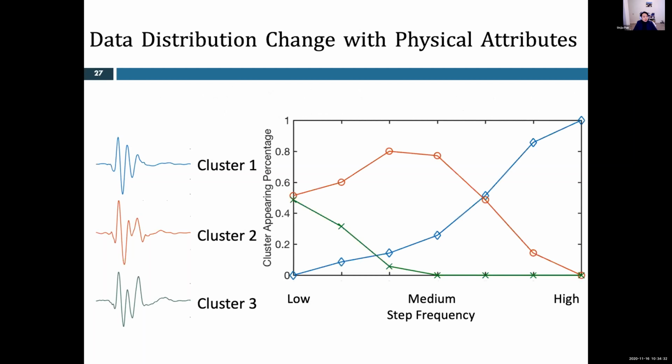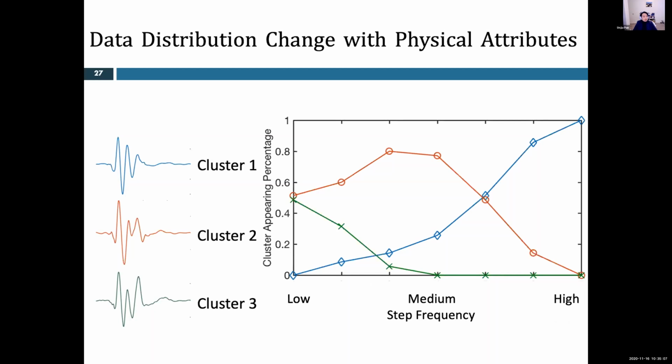And what's more interesting is that these clusters are distributed over different step frequencies. What that means is that the waveform shown as cluster 1 occurs more often when the person walks with a high footstep frequency, while cluster 2 occurs more often when people walk at a medium or low step frequency, while cluster 3 mostly occurs when people walk really slowly.